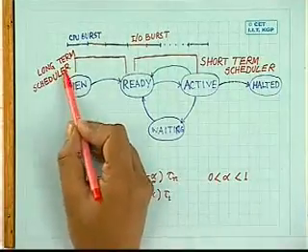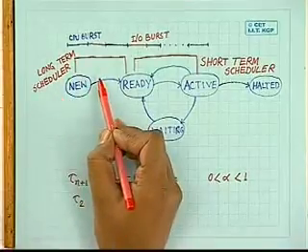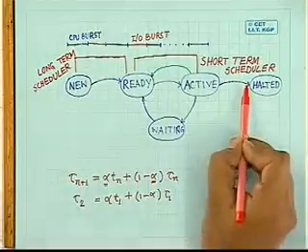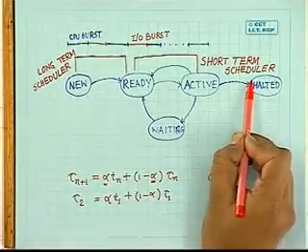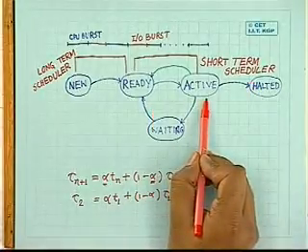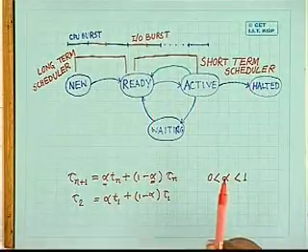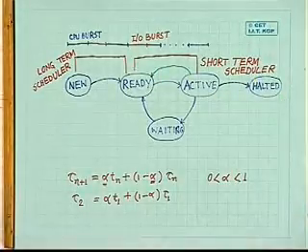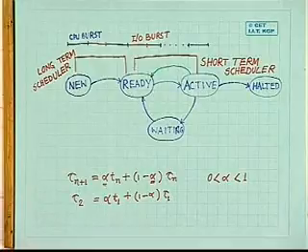Because the long-term scheduler can take more time to decide which job should be pushed into the ready state from the new state. But the short-term scheduler cannot take a long time to decide which job has to be made active from the ready state. Okay. So that will be the responsibility of these two kinds of schedulers.